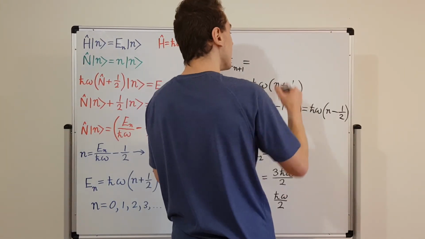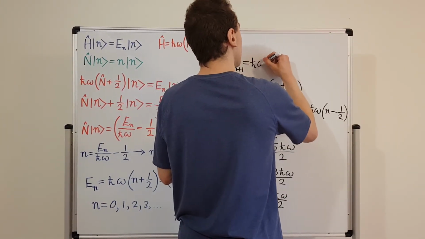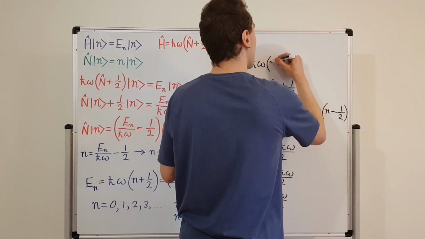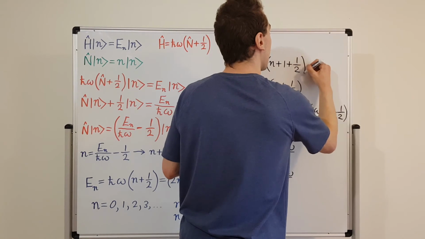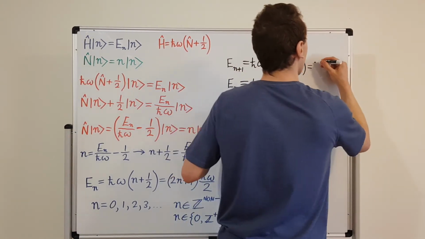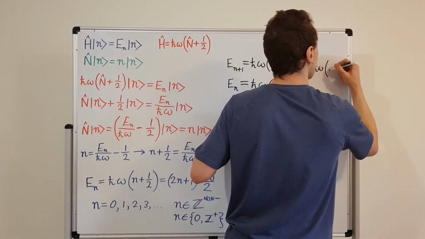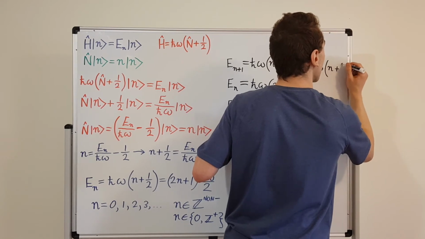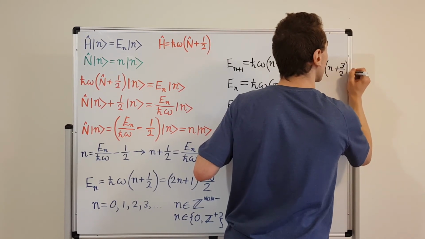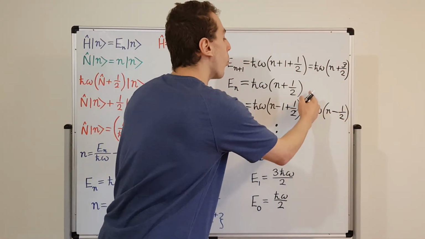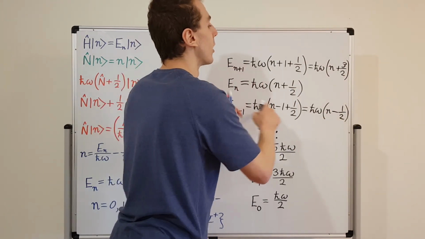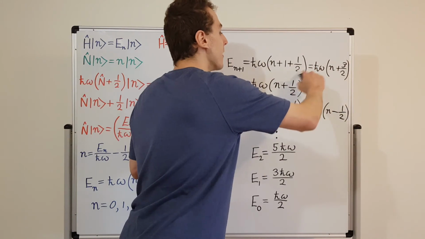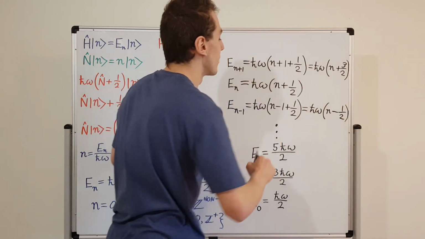Now let's have a look at n plus 1. Well, n plus 1 is going to look like this. We're going to have n plus 1 plus 1/2, and that is going to be equal to h bar omega times n plus 3 on 2. So that is 1 above n. This is E sub n, and this is E sub n plus 1. And here we have 3 on 2. That is just summing these two fractions.